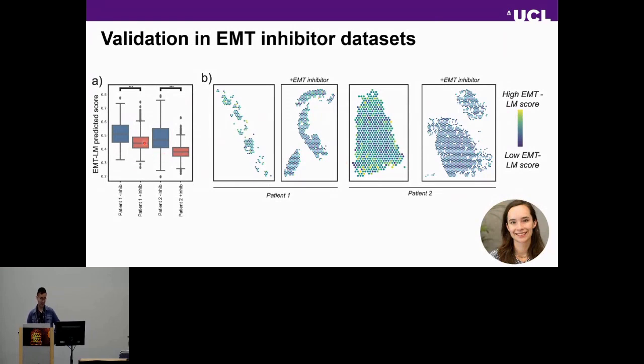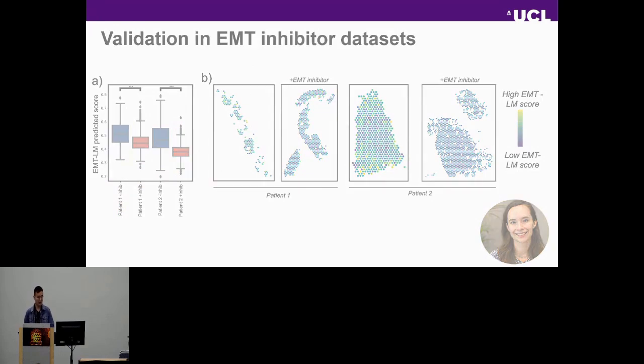On the left-hand side, we show the box plot of the overall predicted scores between categories. Here are 2 patients, and each of them has 2 slides. One is before the treatment. The other is treated with an EMT inhibitor. You can see that the predicted scores get lower after the treatment, in both of them. And visually, you can see more brighter dots in the before-treatment part and more darker dots in the after-treatment part. This means that our model can capture these EMT signals in different modalities.